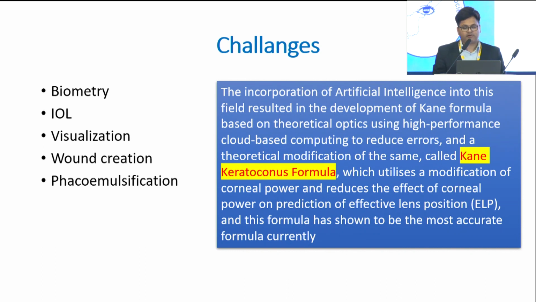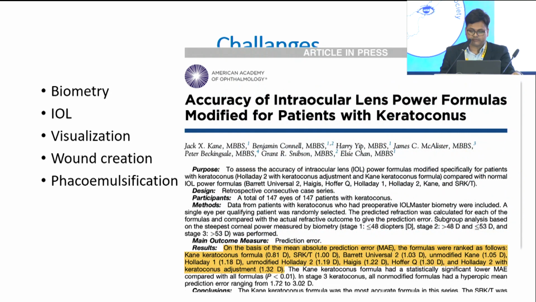Now, which is the best formula? There is a lot of debate, but recent literature suggests the Kane keratoconus formula is probably the best one. This is an article from the American Academy of Ophthalmology. If you look here, the least residual error was with the modified Kane keratoconus formula, which was 0.8, then SRK/T, then Barrett Universal 2, then unmodified Kane, then Holladay 1, then Holladay 2, and Haigis and Hoffer Q come subsequently. So this is probably, as per the current literature, the best formula to use.